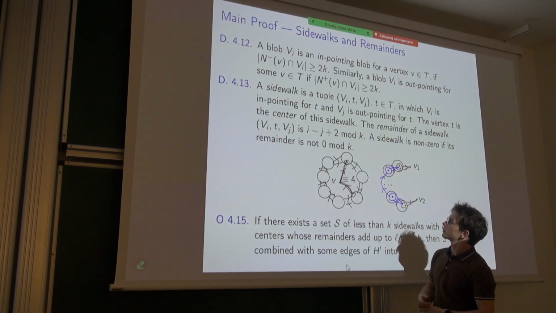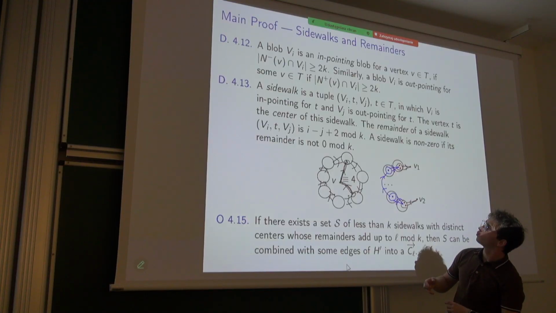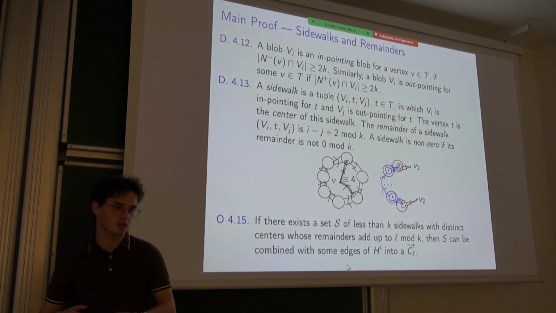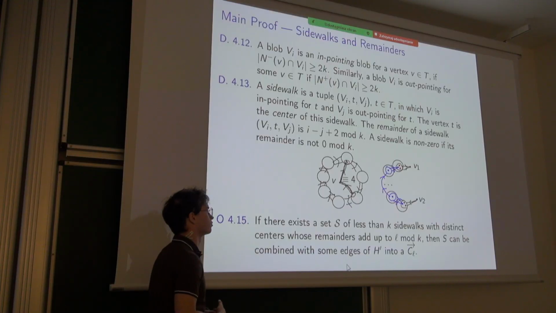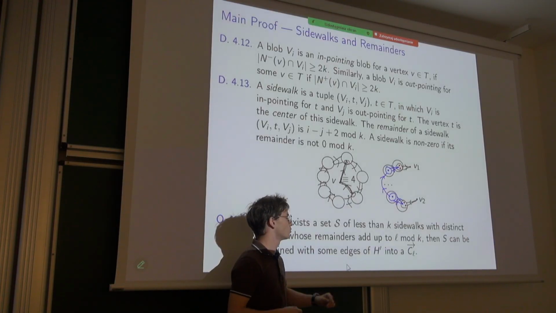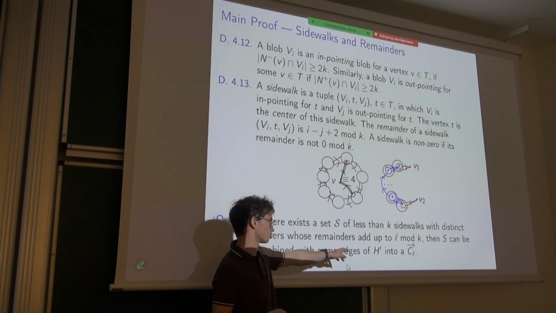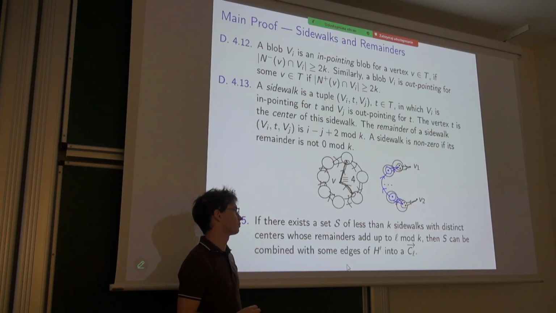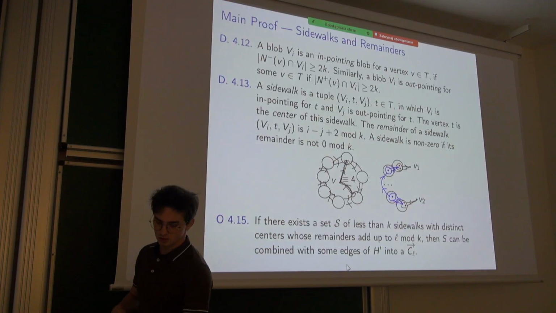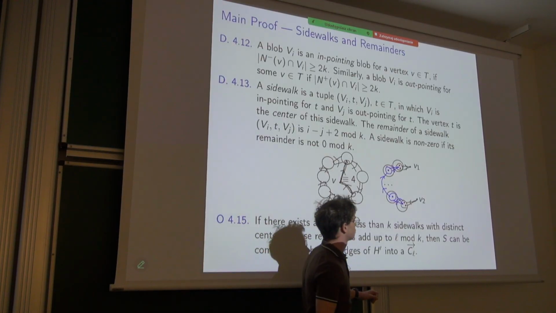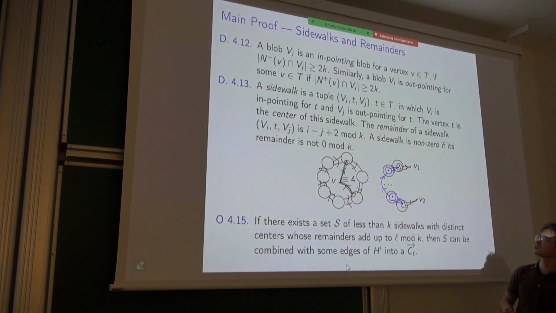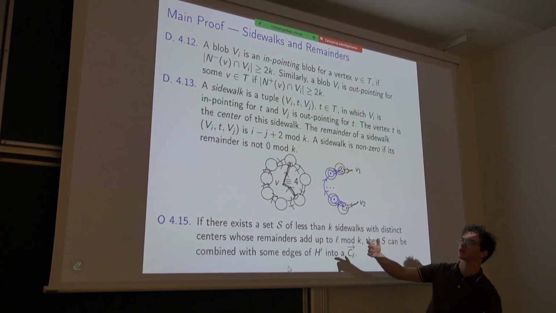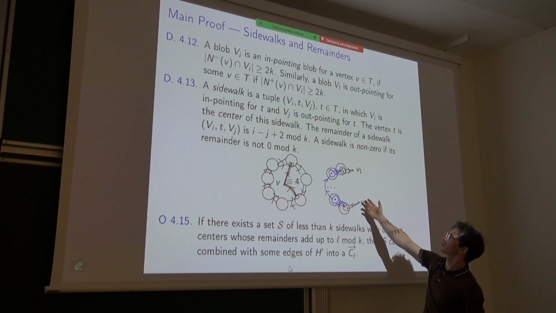The important observation here is that if we have a set S of a few sidewalks with distinct centers, whose remainders add up to L modulo K, then this S could be combined with some edges of H prime into CL. It just means that we can combine sidewalks using short enough paths, such that we create not a directed walk of length L, but a cycle of length L.